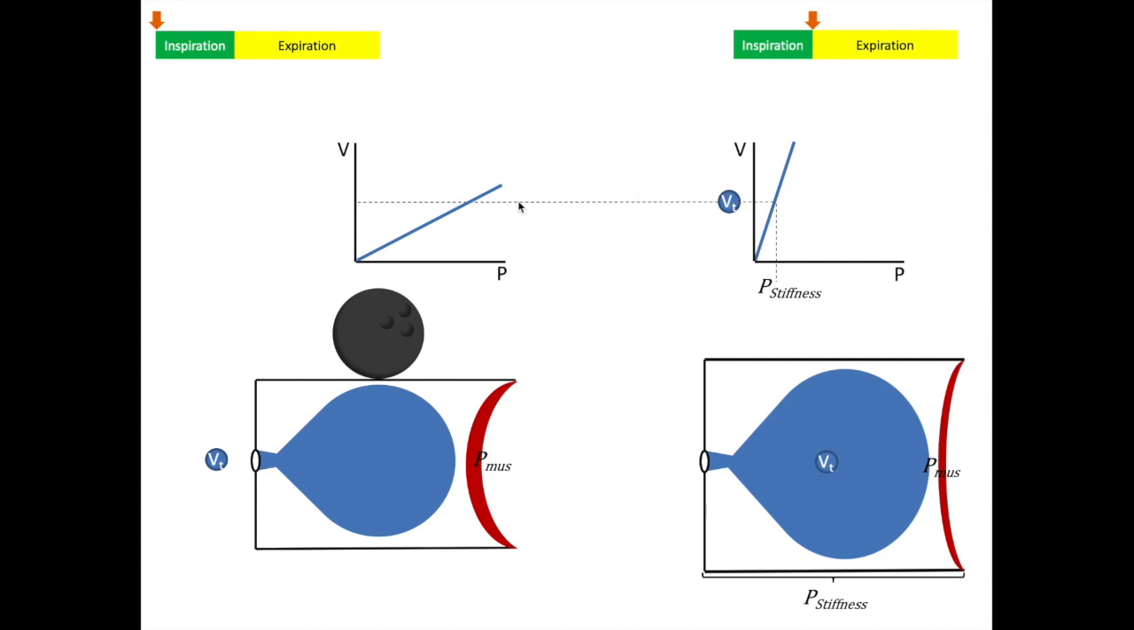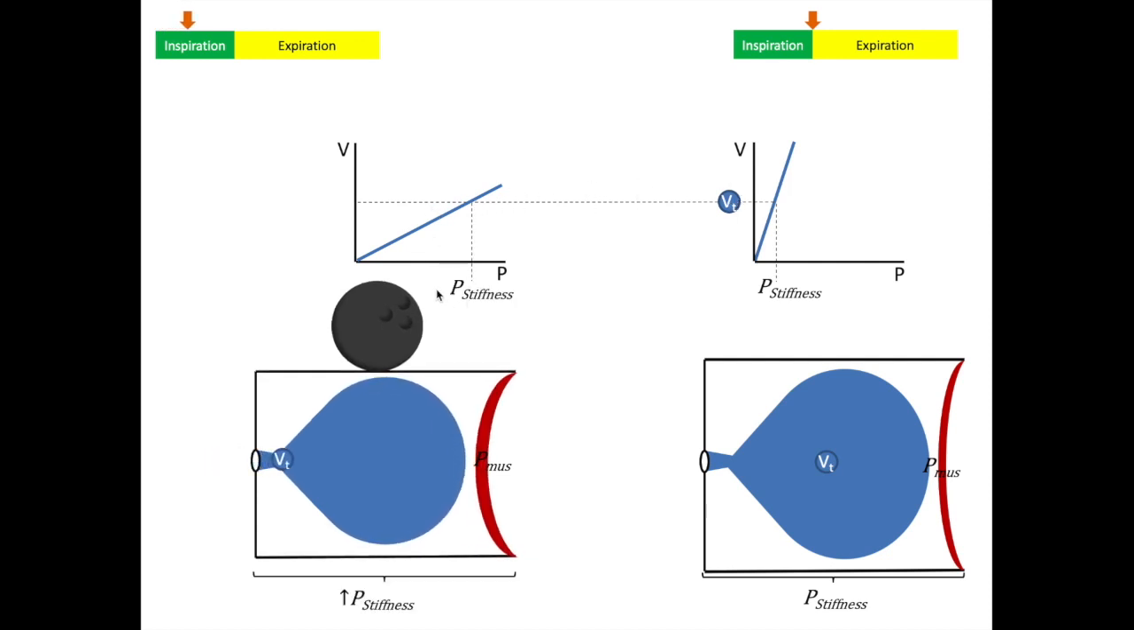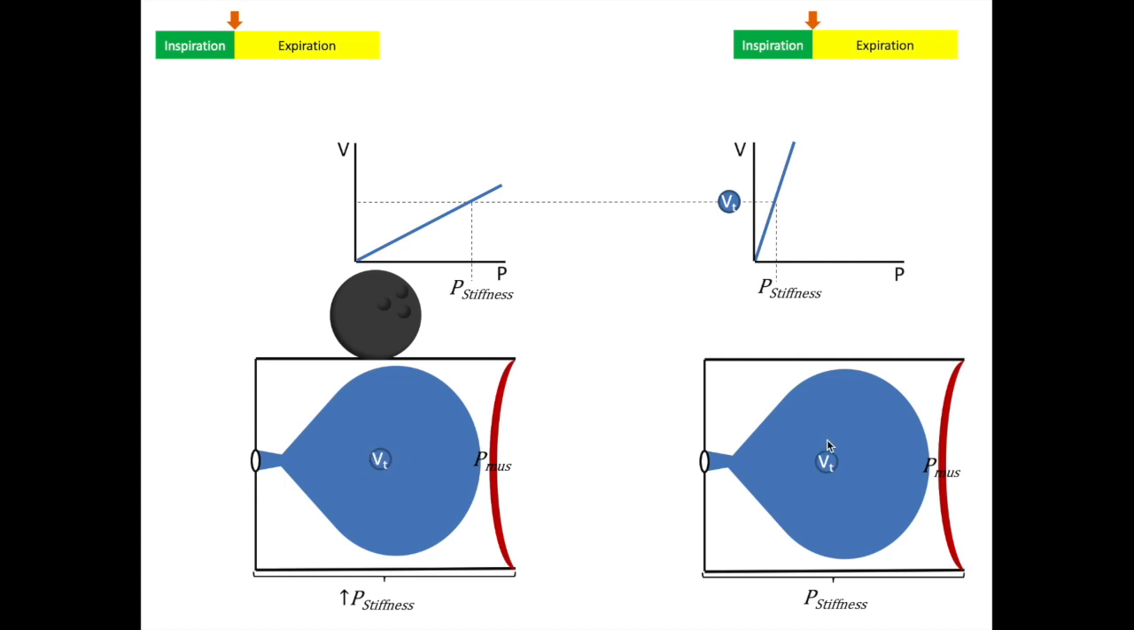To get to this same tidal volume, you have to create a lot more pressure. The same volume is put in both of these systems, but the diaphragm would have to create a lot more pressure in this system with the bowling ball than in this system without it, because this is a much stiffer system, and therefore the stiffness pressure that the diaphragm has to overcome is much higher.